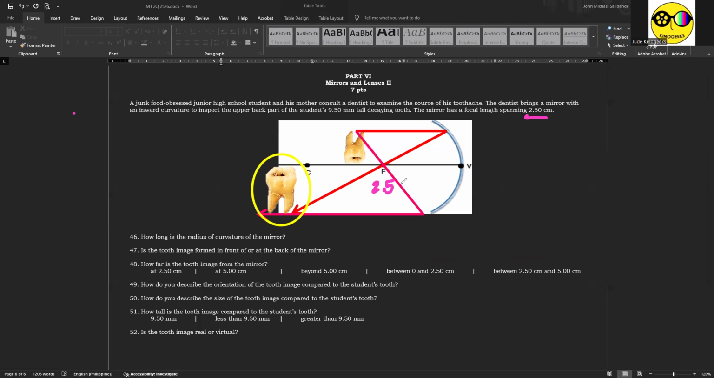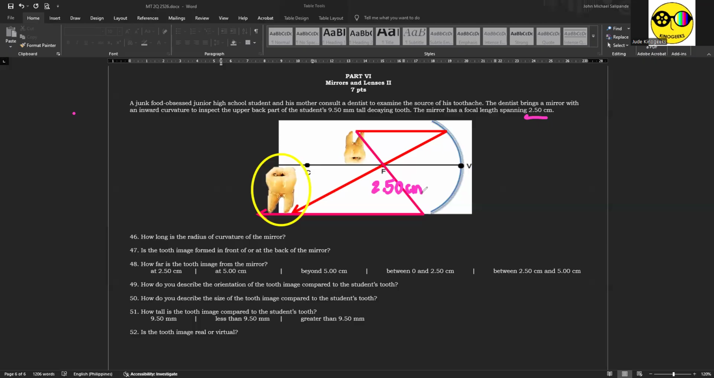I don't know why, when I assess you in your long test or performance task, you always go to the question without reading the introductory statement first. And the introductory statement always gives you the clue on how to answer the succeeding questions.